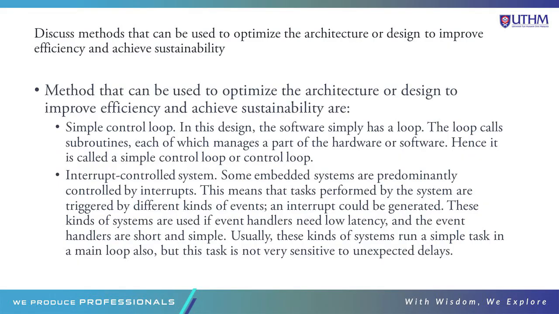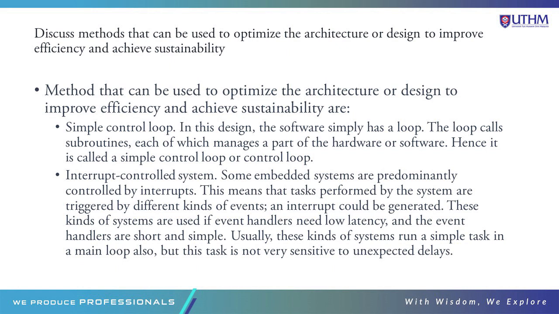Now I will answer the question. First is discuss methods that can be used to optimize the architecture or design to improve efficiency and achieve sustainability. The methods are: first is simple control loop. In this design, the software simply has a loop. The loop calls subroutines, each of which manages a part of the hardware or software. Hence, it is called simple control loop or control loop.